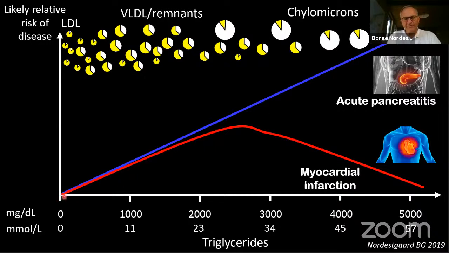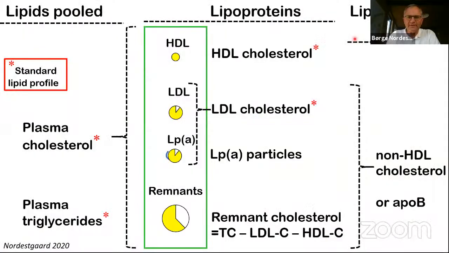It seems from when I review the entire literature that risk of both acute pancreatitis and myocardial infarction go up. And at one stage, as Aya Goldberg just mentioned, the risk of myocardial infarction will go down, probably because these lipoproteins are too large to come into the arterial wall.